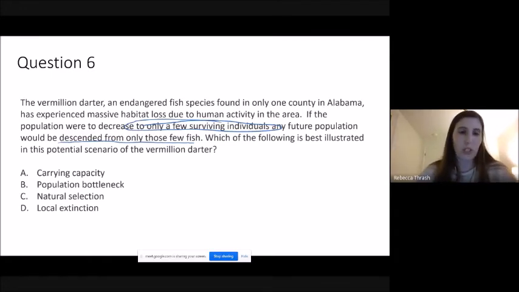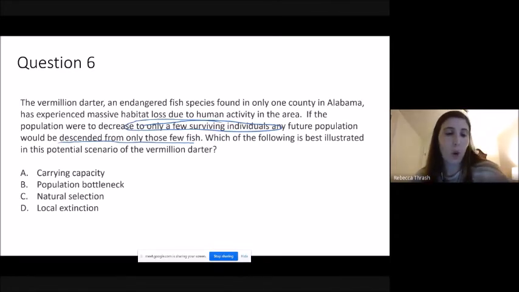So what are the answer choices? Carrying capacity, population bottleneck, natural selection, or local extinction? Definitely a population bottleneck. But I also want to address the answer choice that is D.